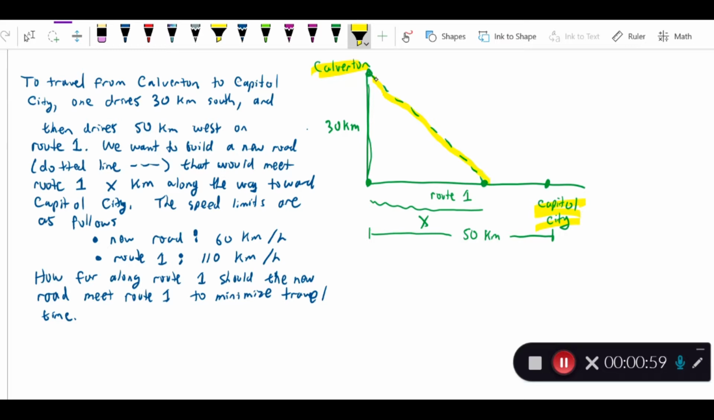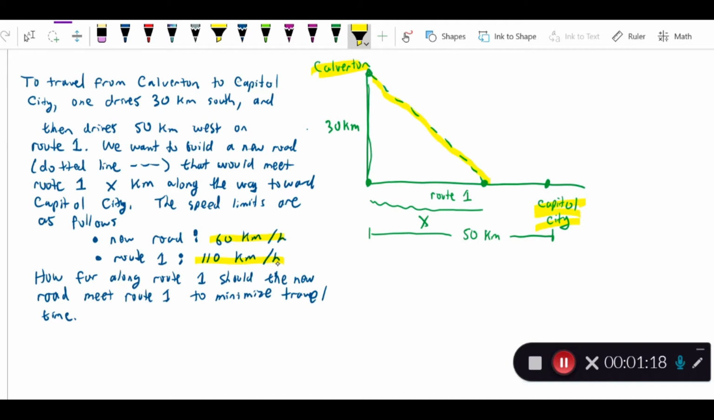It's going to be a straight road, but the question is where should it meet Route 1 to minimize travel time? We know a couple of things. We know that the new road is going to have a 60 kilometer per hour speed limit and Route 1 has a 110 kilometer per hour speed limit.